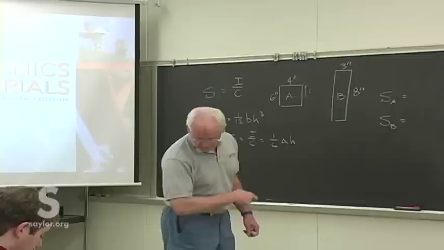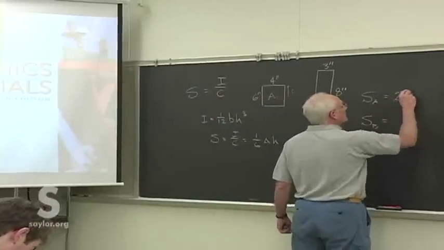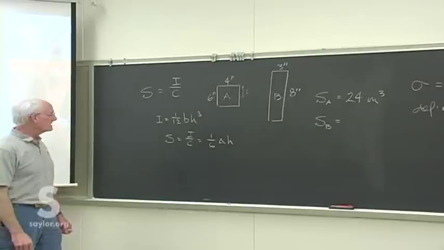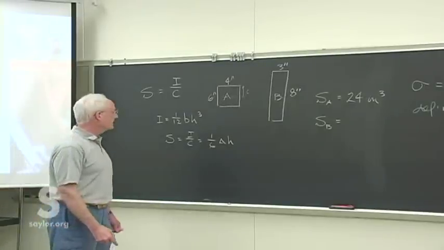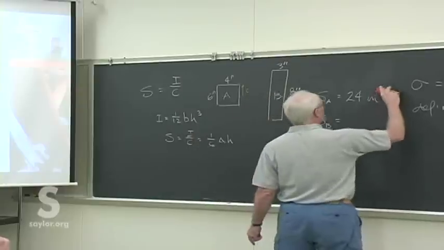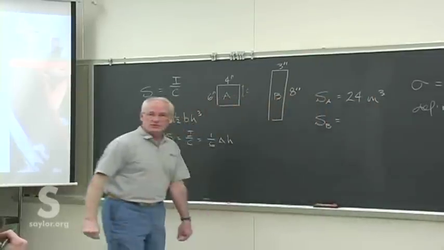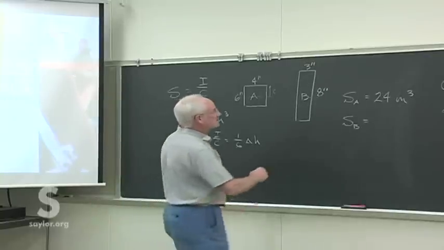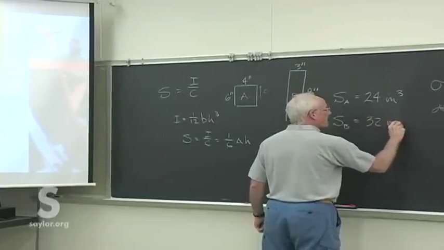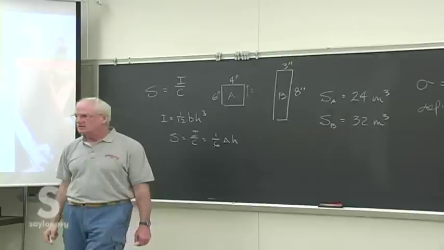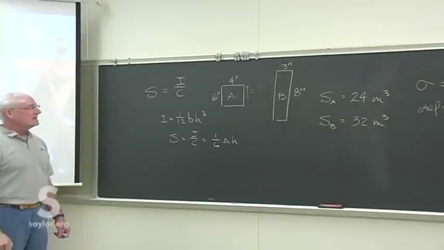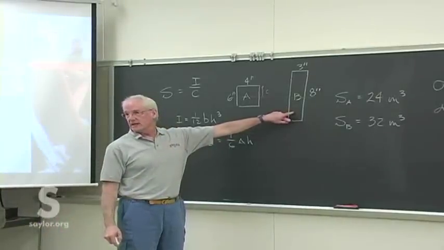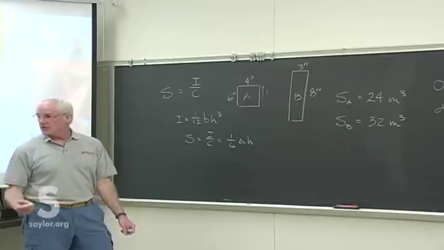So for this first one, I believe it's 24 inches cubed. It has units of volume, but remember it's not, it's the first moment of area, actually inches to the fourth. Oh no, section modulus has units of length cubed. And for this other beam, it's 32 inches cubed. So if you're trying to avoid bending stresses, then the much longer, much skinnier beam is the one to apply. There are other concerns.